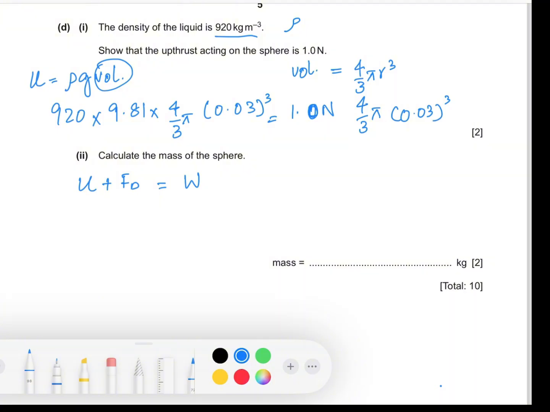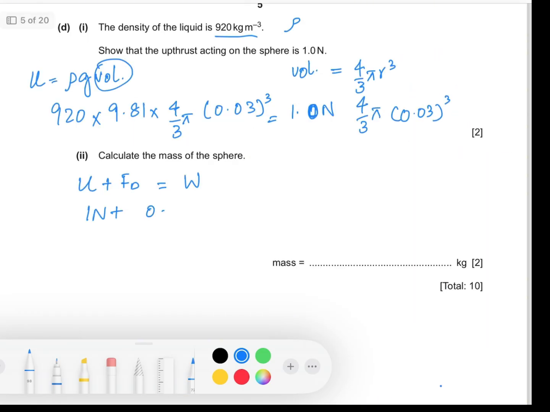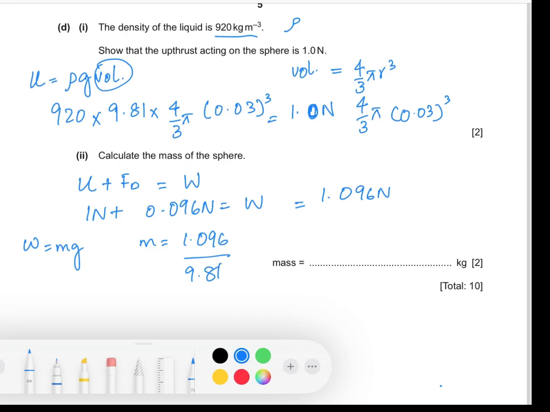So we know the upthrust is 1 Newton. The drag force was known to be 0.096 Newton, and this must be equal to the weight. So the weight is equal to 1.096 Newton. Weight is equal to mass multiplied by gravitational constant. Therefore, mass is equal to 1.096 divided by 9.81, and that's 0.11 kilograms.